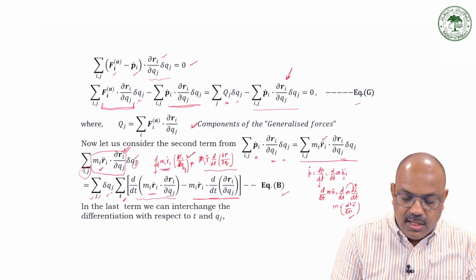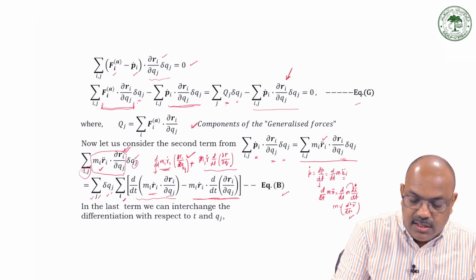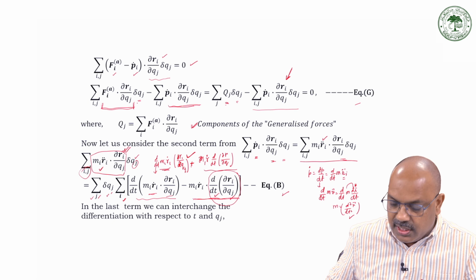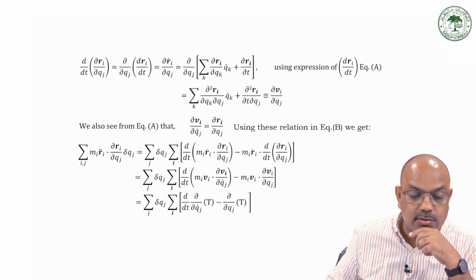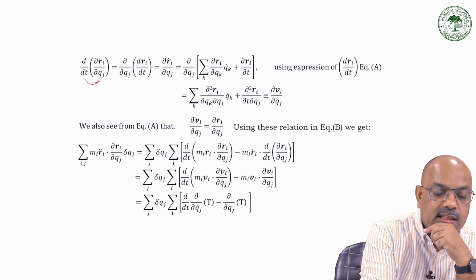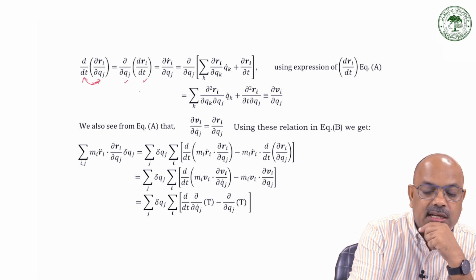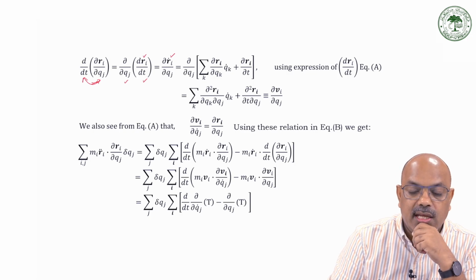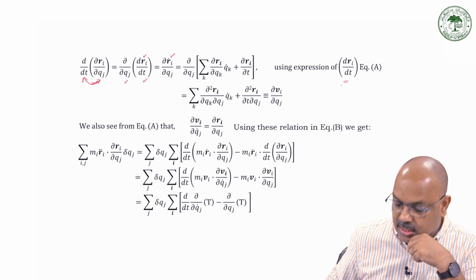In the last term, we can interchange the differentiation with respect to t and q. So d by dt of delta r upon delta qj, I can write with qj first and then delta t again, by interchanging. Here d by dt of ri is basically ri dot.